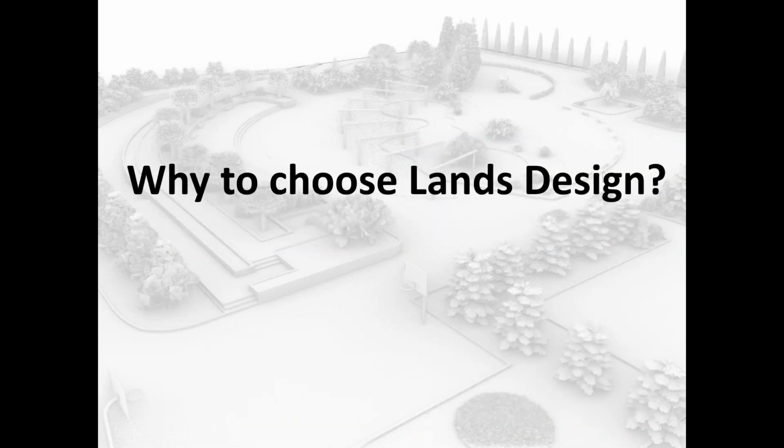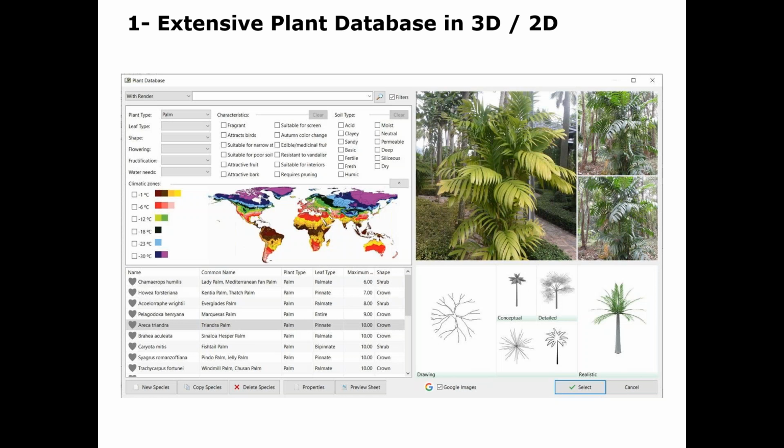So why choose Lens Design? I'm going to stress its main powerful features. First, Lens Design contains an extensive plant database in 3D and 2D. The plant database includes several filters that let you select your adequate plant species according to the characteristics, the climate, and the soil type. So you apply different filters and finally you choose your adequate plant according to these filters.